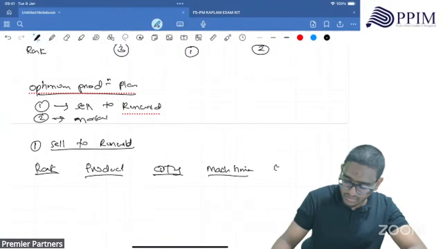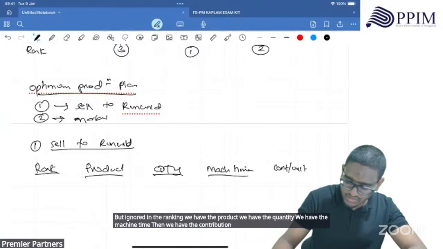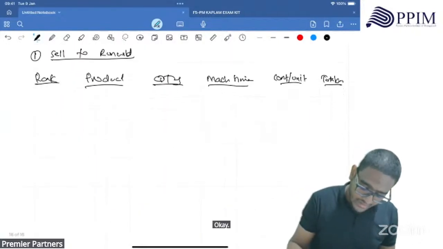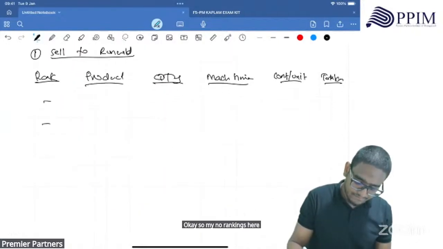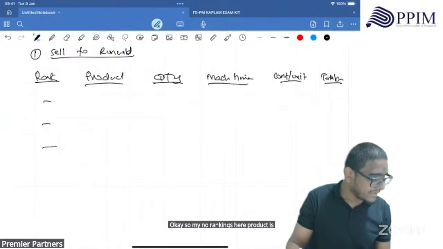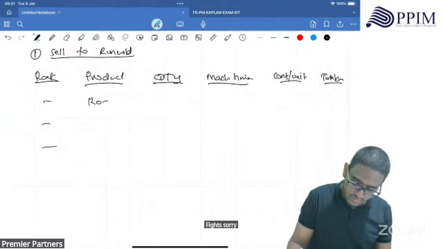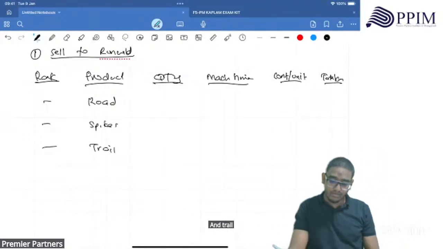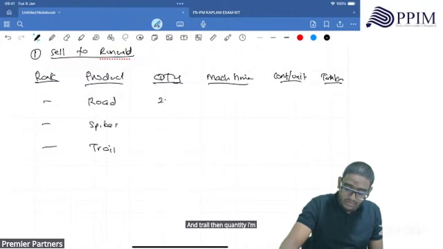Then we have the contribution per unit and total contribution. Okay, so my rankings here. Product is road, spikes and trail. Then quantity, I'm going to sell 200 anyway. No two words about it.